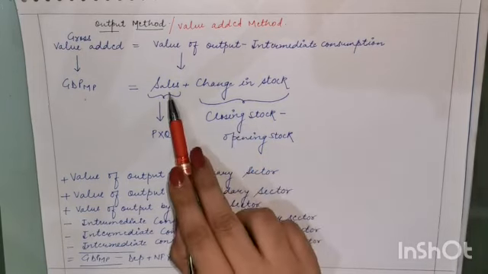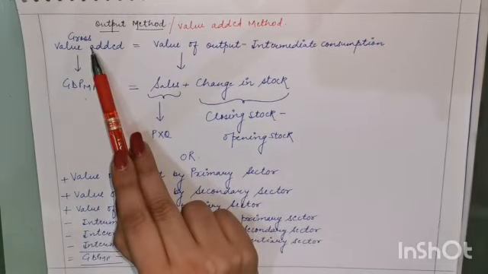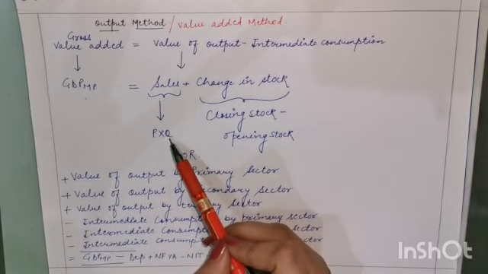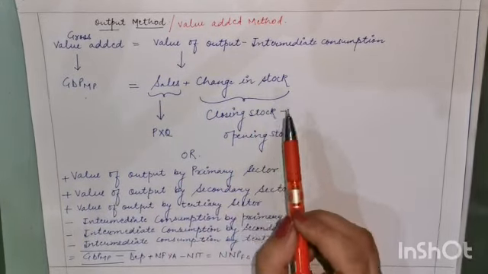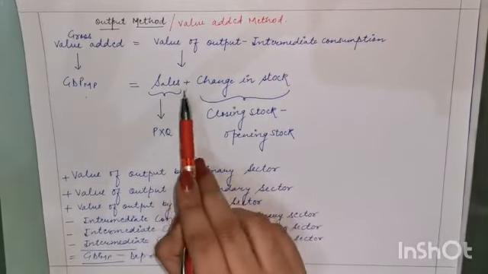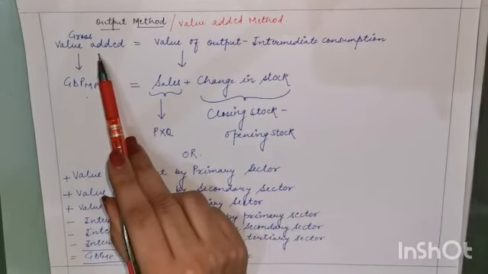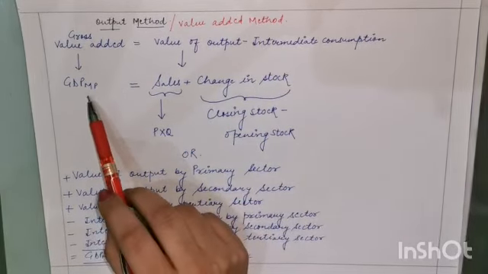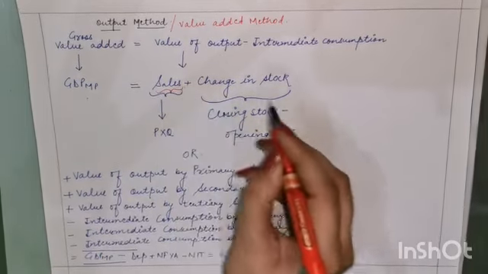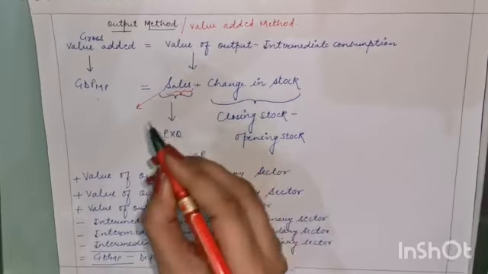That means sales plus change in stock minus intermediate consumption will be equal to gross value added. If sales is not given, multiply price with quantity. If change in stock is not given, subtract opening stock from closing stock to find this value. This plus this minus this is equal to gross value added, which is also called GDP at MP. Sometimes the question will not give you the value of sales, it will provide the distribution of the sales. How to calculate that value?